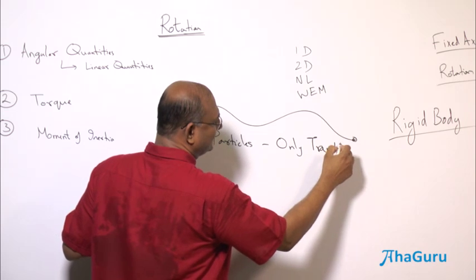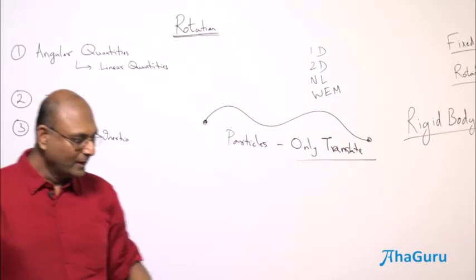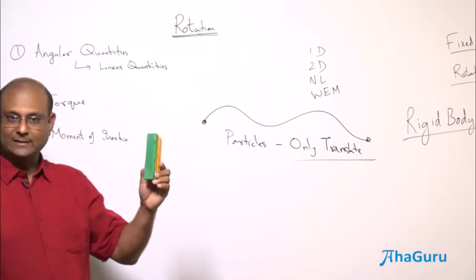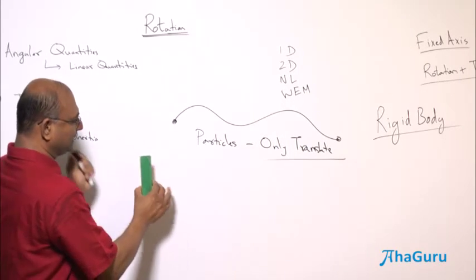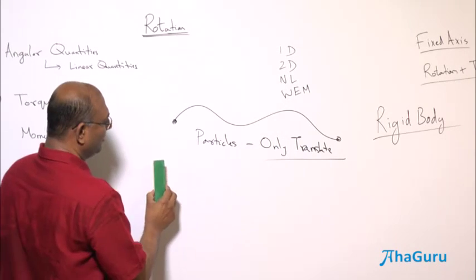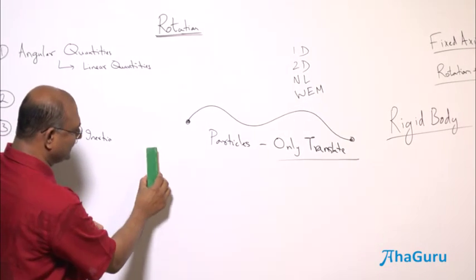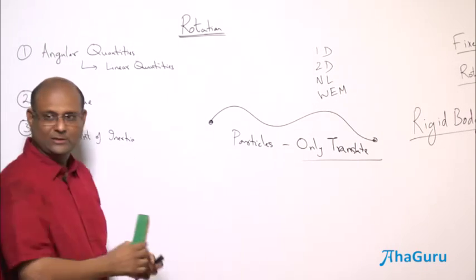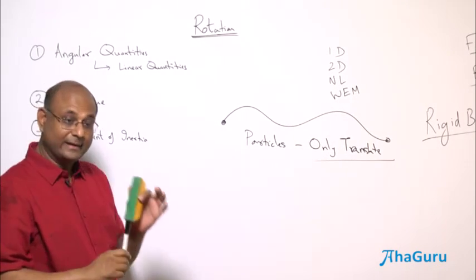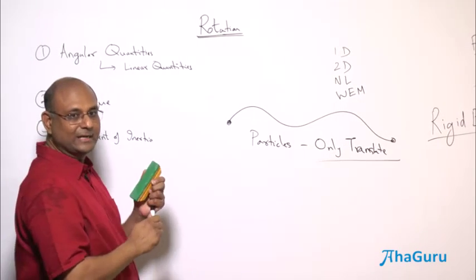So that's why we studied only translation, all of this situation. But if I take an object like this, this thing can translate. This is nice straight translation and this is curved translation. Okay, so tell me, what is this? Is that translation or rotation? Translation. It is translation. So if it goes like this, that is still translation.